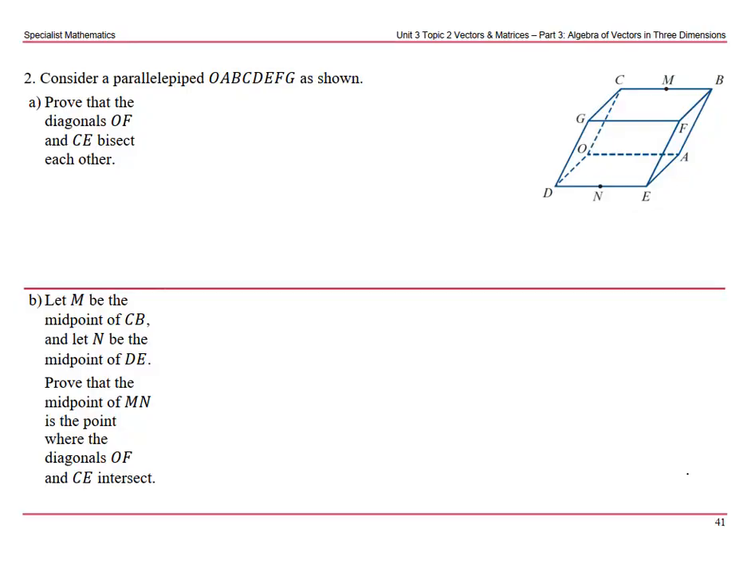Example 2, consider a parallelepiped OABCDEFG as shown. Prove that the diagonals OF and CE bisect each other. And bisect means cut in half. So looking at our diagram, we have CE and we have OF. So this point of intersection, let's let it be some point P. So we're proving that P bisects CE and also bisects OF.